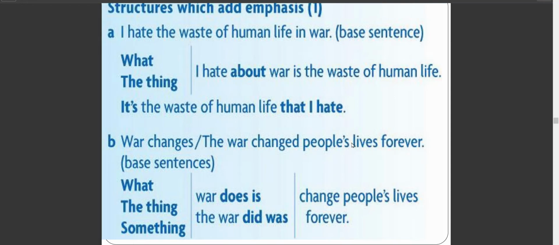This is the main sentence. Right? Let's take a look one by one. War changes. The war changed people's lives forever. What is the thing, something? War does. The war did. Changes people's lives forever. So think now: the thing is, changes people's lives forever.